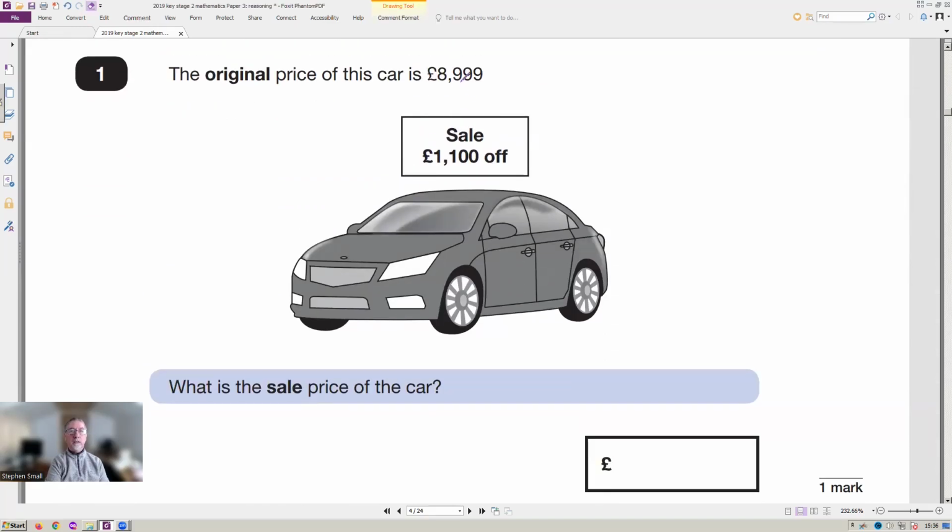Okay, 8,999 and take off 1,100. Well, the 1,000 off the 8 is going to be 7,000 and the 100 off the 999 is going to be 899. So the answer is going to be 7,899. That's right, yes.